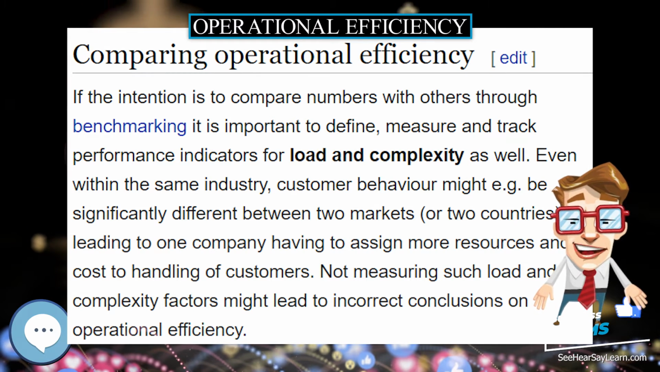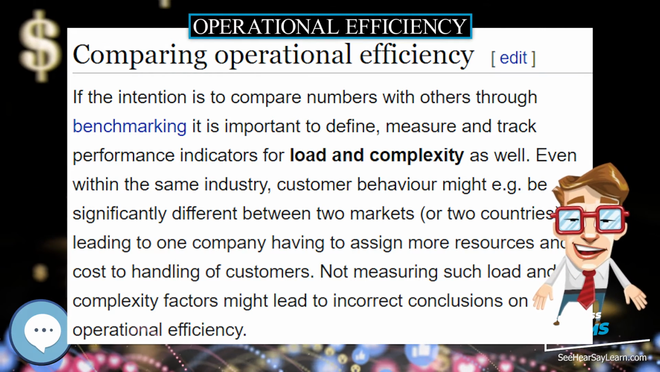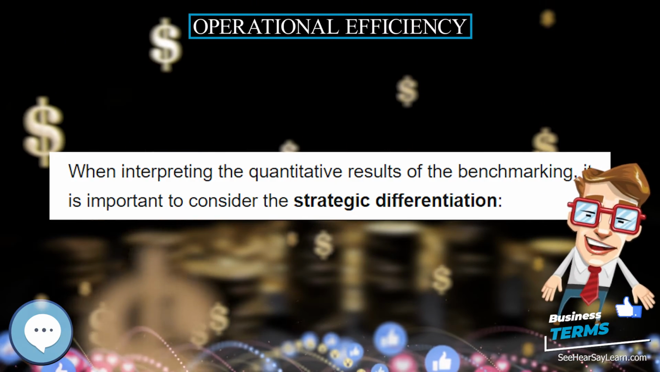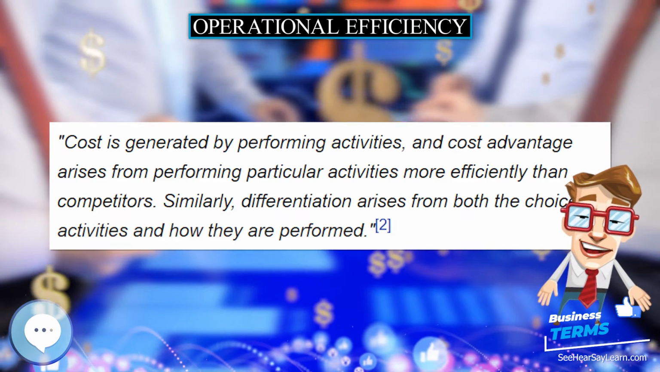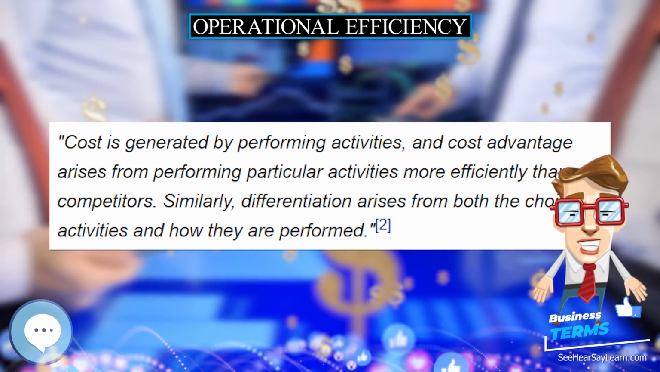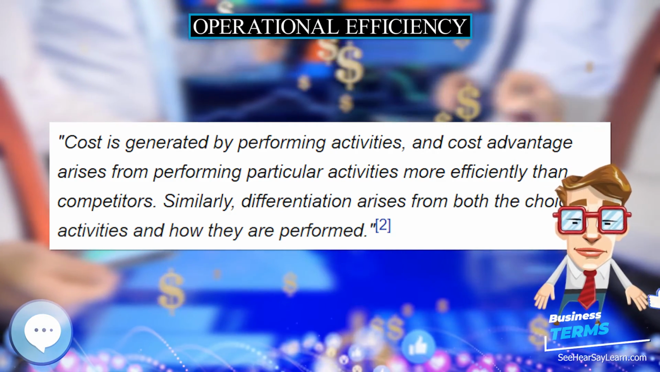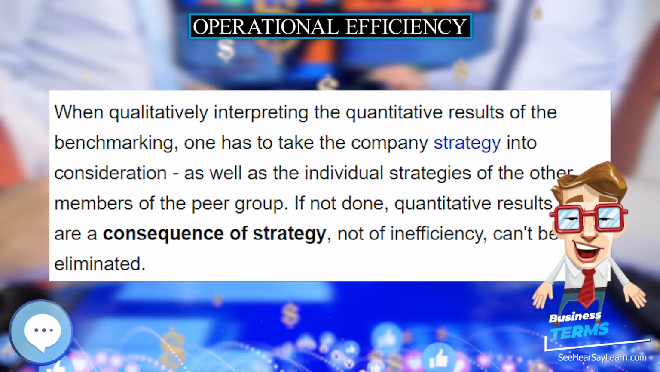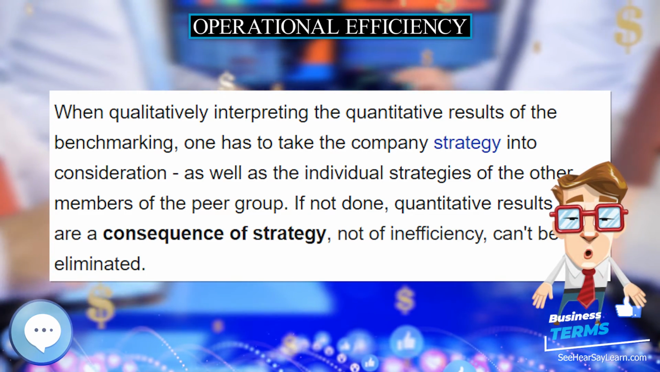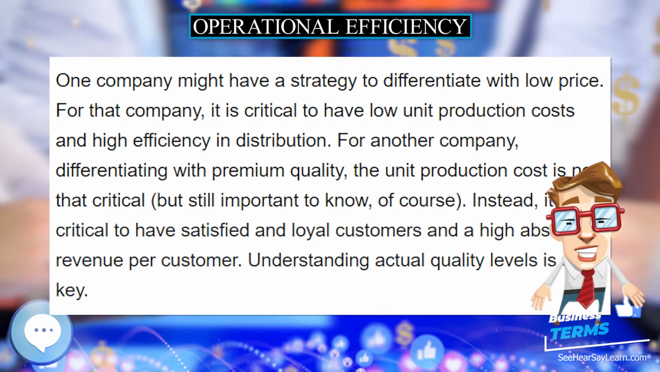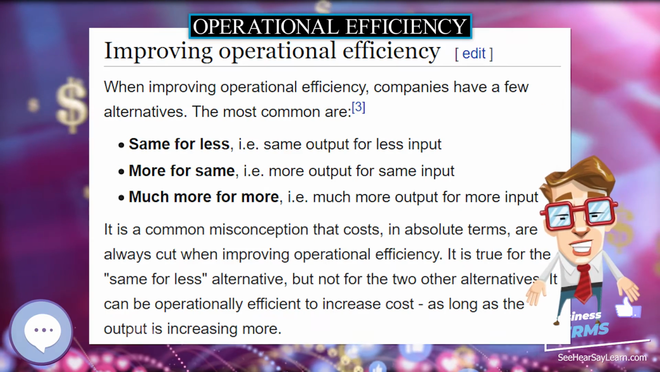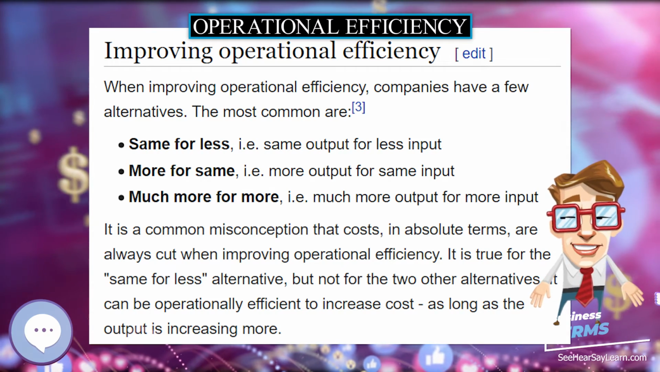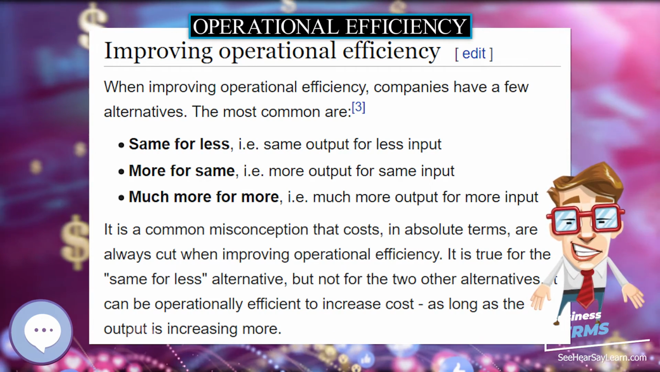Improving operational efficiency. When improving operational efficiency, companies have a few alternatives. The most common are: same for less, more for same, and much more for more. It is a common misconception that costs, in absolute terms, are always cut when improving operational efficiency. It is true for the same for less alternative, but not for the two other alternatives. It can be operationally efficient to increase cost, as long as the output is increasing more.